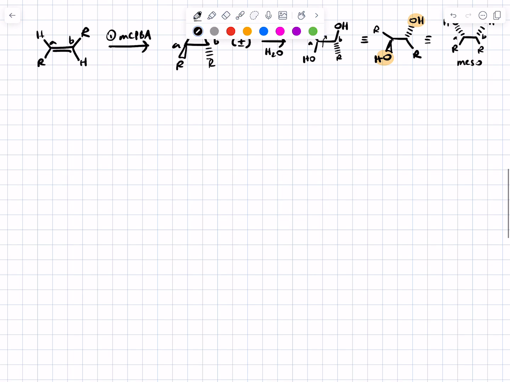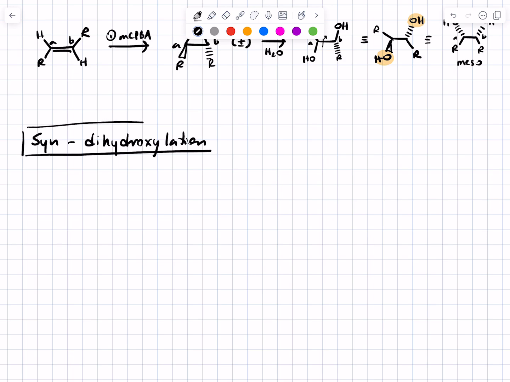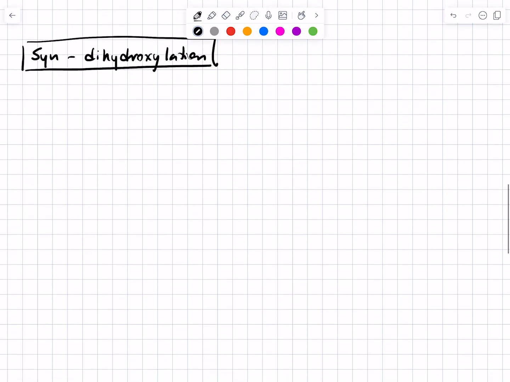What we're going to talk about now is syn dihydroxylation, which does exactly what it says. It's going to add two OH groups to carbons A and B of the alkene, and the OH groups are going to be added both to the same face of the original alkene to give you the desired product. So you're going to see this is complementary to what we did before with MCPBA, but the stereochemical relationships are going to be exactly backwards.